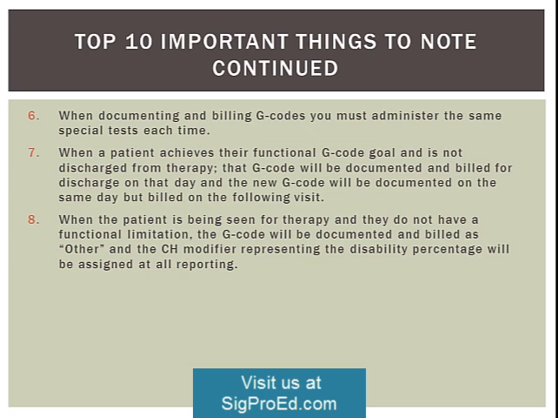Number 8, when a patient is being seen for therapy and they do not have a functional limitation, the G code that will be documented and billed would be other, and the CH modifier representing 0 disability percentage would be assigned at all reporting.